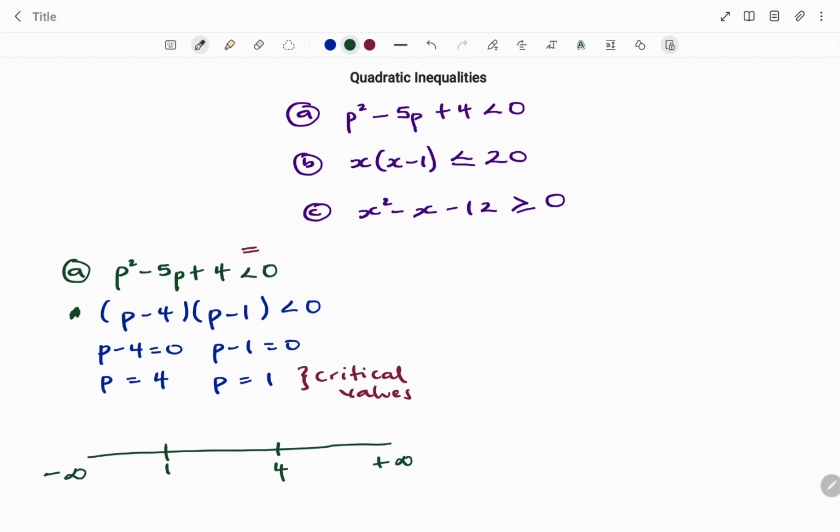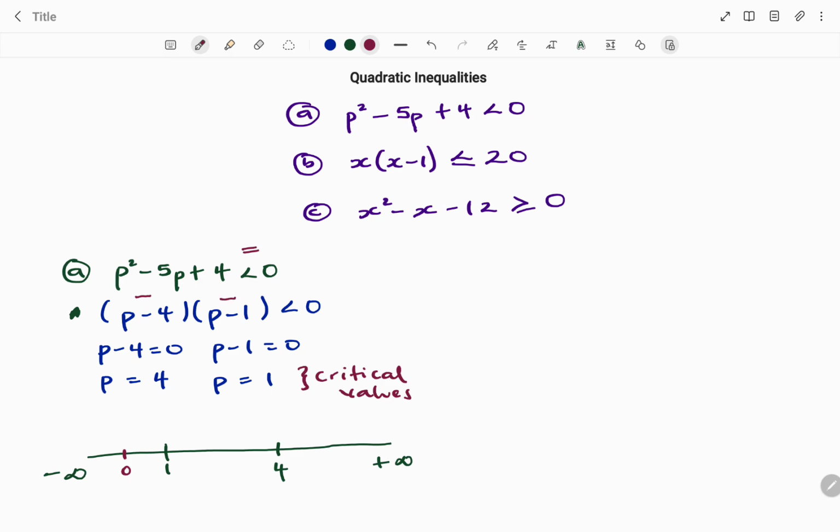If you test a number less than 1, let's say we're testing 0, for example, if you go back to our equation, we have 0 minus 4 in the first bracket. That will definitely give us a negative value. So what that means is numbers less than 1 will give us a negative value in the first bracket, and going to the second bracket, if you put in 0, 0 minus 1, that will also give us a negative value.